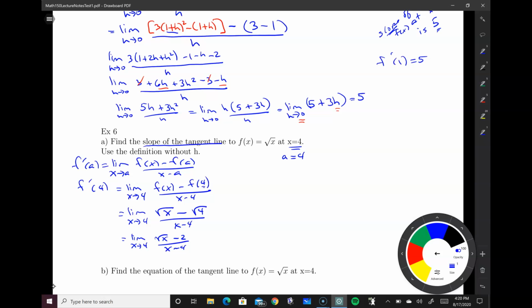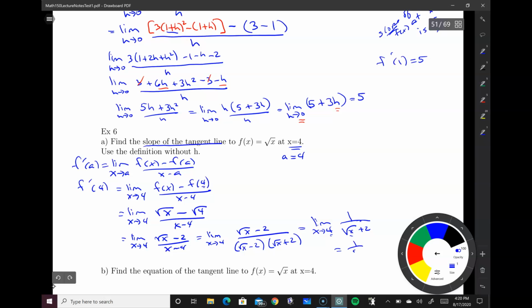We could go through and multiply by the conjugate, or I could do that clever difference of squares. Numerator stays the same. Denominator would be root x minus 2, root x plus 2. So if I cancel, I get 1 over root x plus 2. I get to plug in x equal 4 now, so I get 1/4.